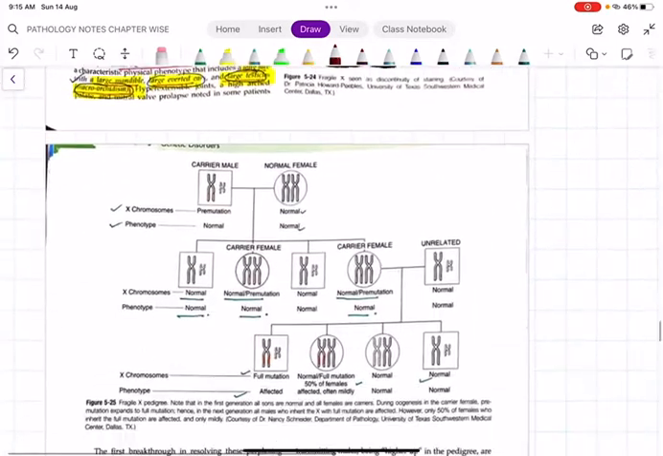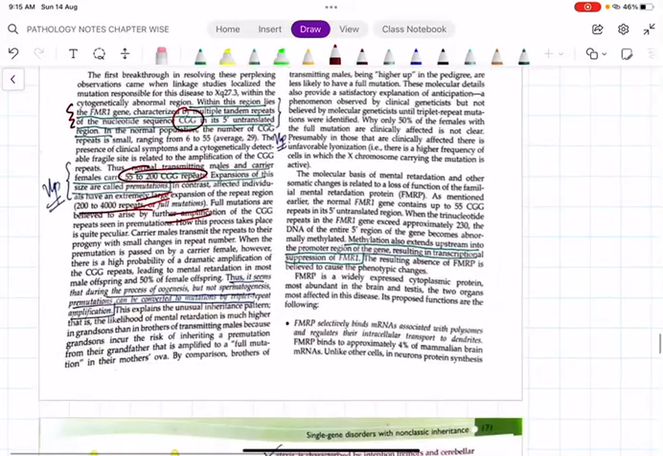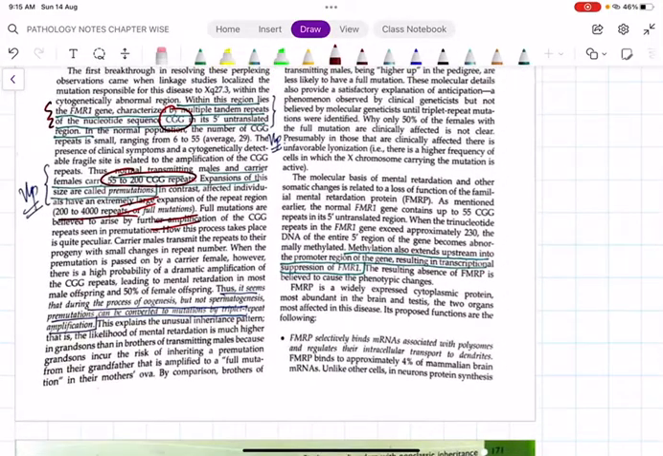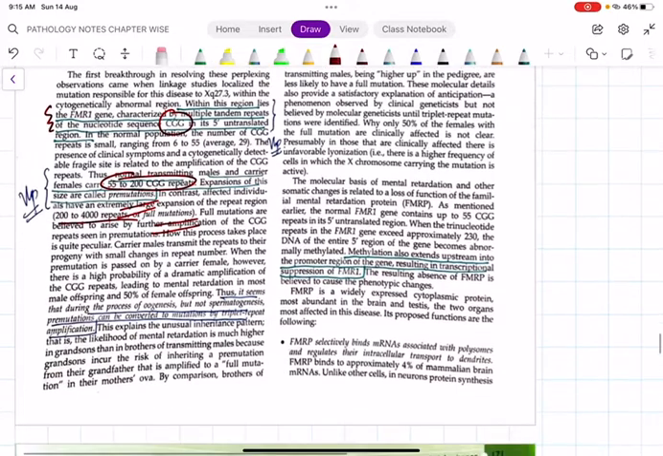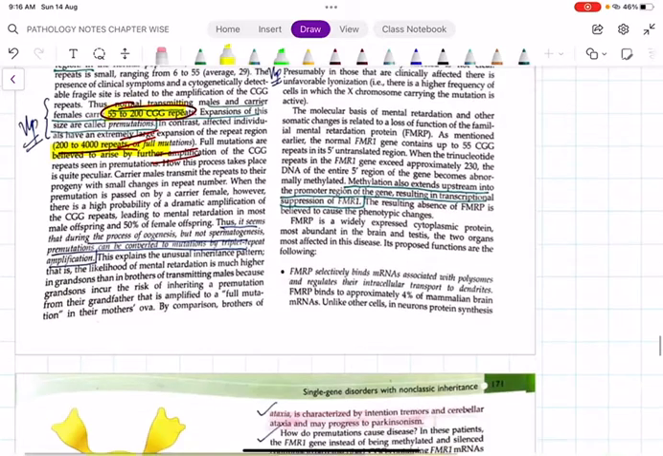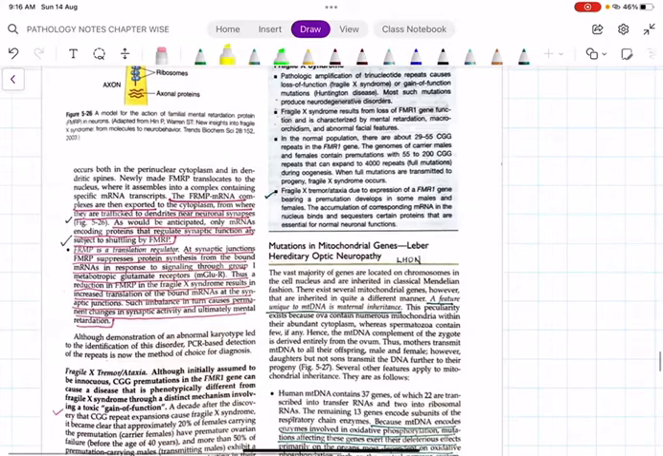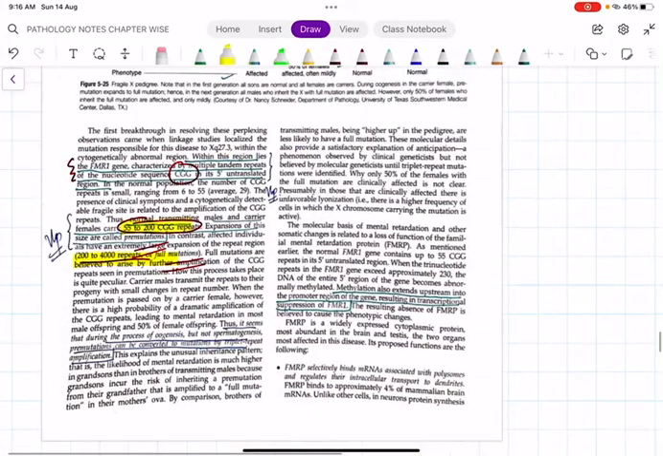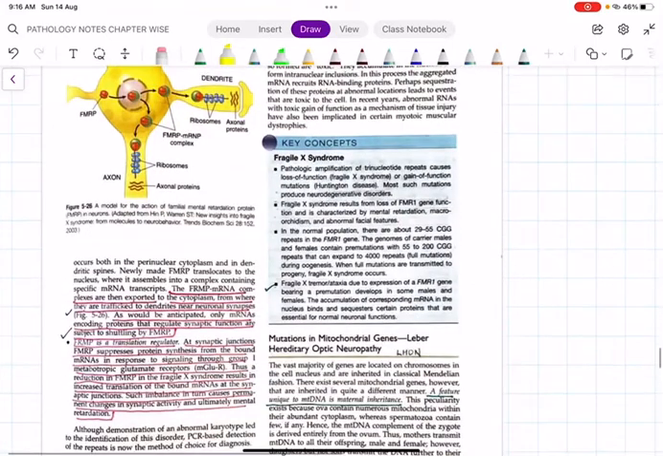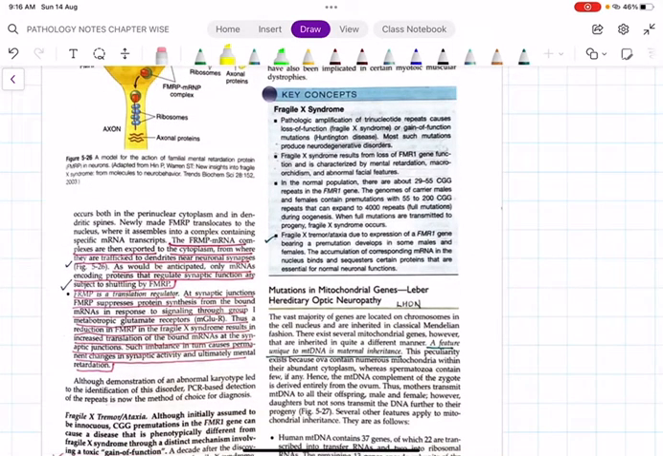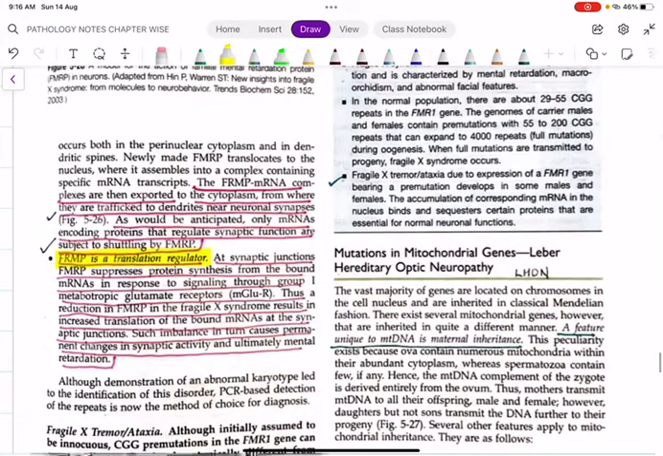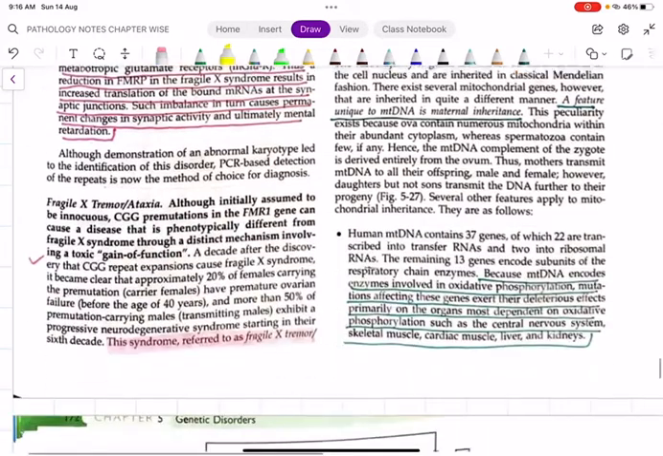Just remember a very important point: 55 to 200 and 200 to 4000 repeats. Once this is done, let us go to another condition. I told you, what is FMRP? It is the protein of the familial mental retardation 1 gene. And FMRP is nothing else but a translation regulator. Just remember that. There is no need to remember the rest of the things.